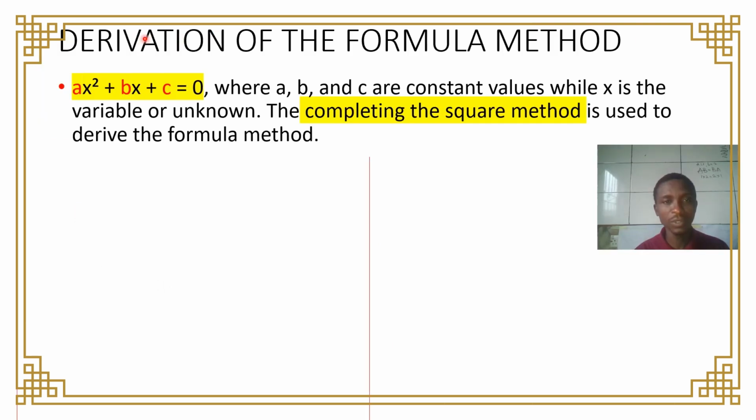Learners, without wasting much time, let's quickly dive into details. Today, we are much interested in the derivation of the formula method of quadratic. Quadratic is expressed by the formula ax squared plus bx plus c is equal to 0, where a, b, and c are constant values, while x is the variable or unknown. To derive the formula method, we usually make use of the completing the square method.